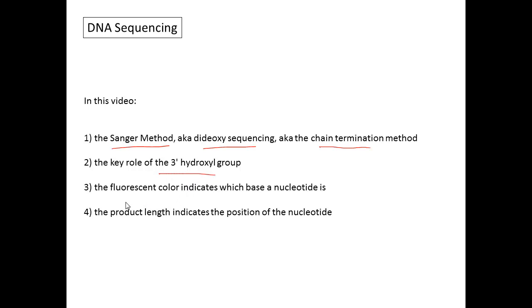We're going to look at the key role of the 3' hydroxyl group on the bases for this method to work. We're going to show you that the fluorescent color of the base is going to indicate which nucleotide is present, and that the product length of the sequencing reaction is going to indicate the position of the nucleotide.